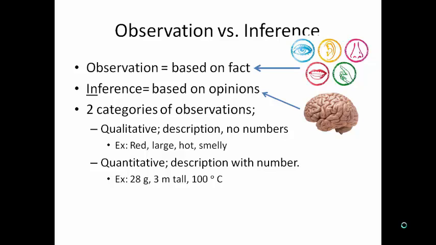And there are two categories of observations. There's qualitative and there's quantitative. Qualitative is like something that's red, it's large, it's hot, it's smelly. These are qualities of something, not actually hard numbers. That's a quantitative measurement, or quantities. 28 grams of salt. The building is 3 meters tall. It's 100 degrees Celsius. That means it's boiling if it's water. Very, very hot. So, that's the difference between observation and inference.